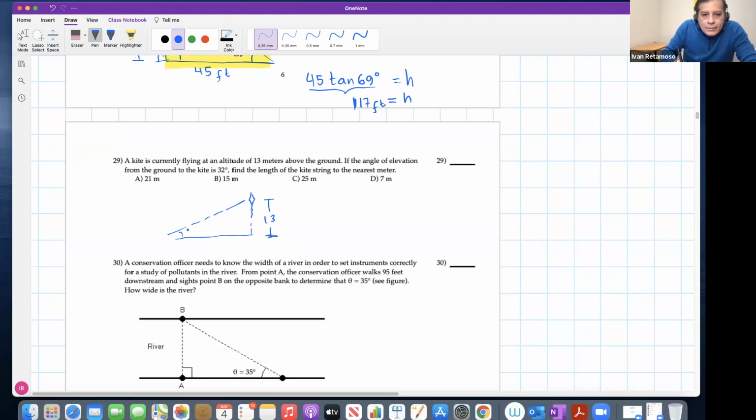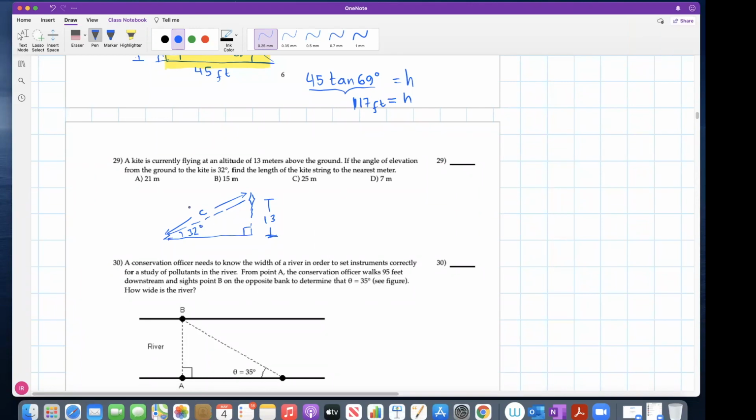The angle of elevation here, 32 degrees, right? Find the length of the kite string to the nearest meter. The length, this length. I don't know what it is. I will call it C, right? But now, question for you guys. When looking at this triangle, what trigonometric function do you think would be appropriate to relate C, what we're looking for, and 13? Is it sine, cosine?